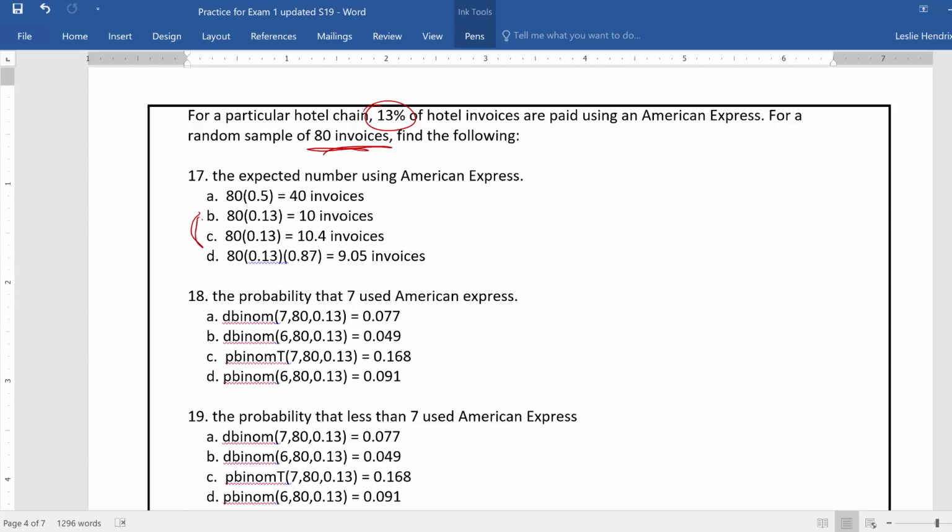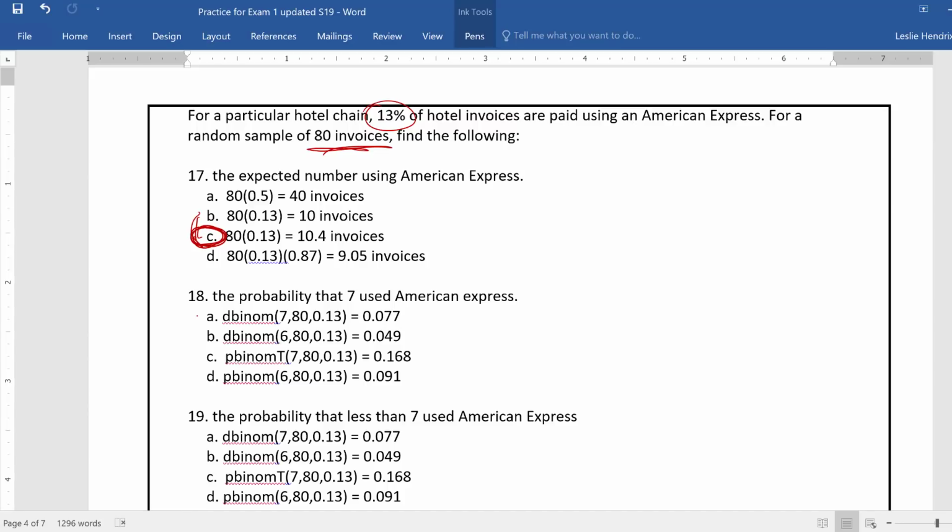Notice that we have 2 answer choices that have 80 times 0.13. One of them rounds the answer to a whole number, and the other one leaves it in decimal form. You should not round expected values. Remember, it's a theoretical balancing point in the distribution. If we were to collect many samples of 80 invoices, look at the number that use American Express, and average all of those numbers, they would come out in the long run to be 10.4.